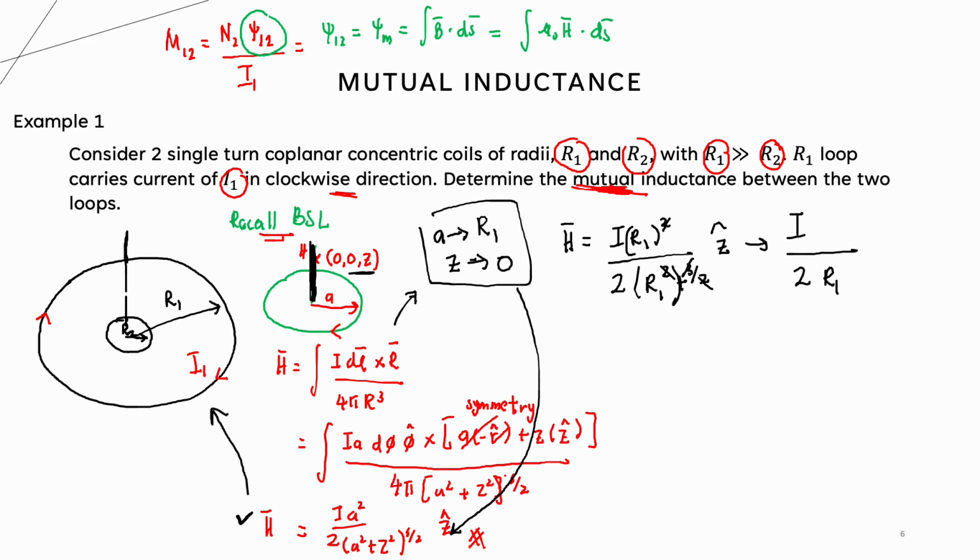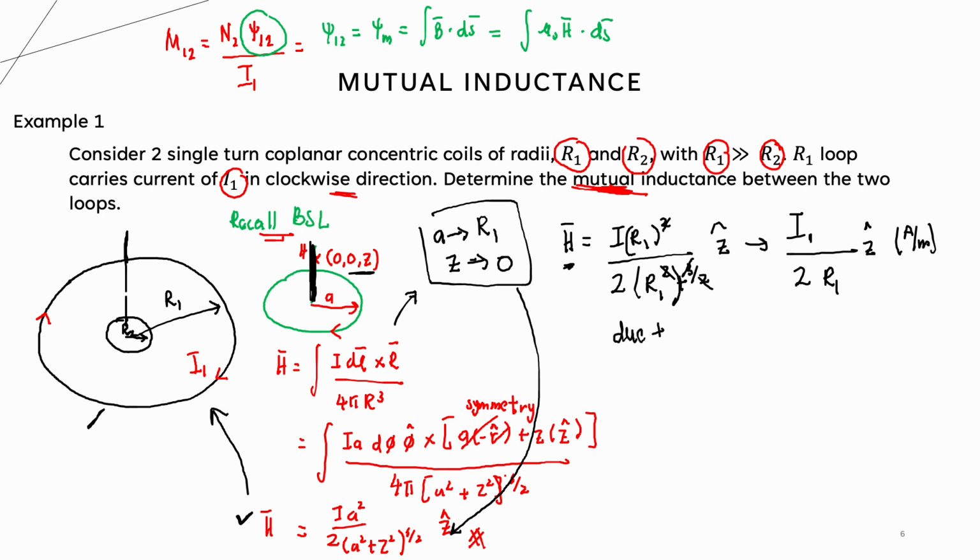Okay, because this r1 and this r1 can be divided. So it will become I1 over 2 r1 in the z direction, in ampere per meter. So these are the values of H that will be generated for this particular example.